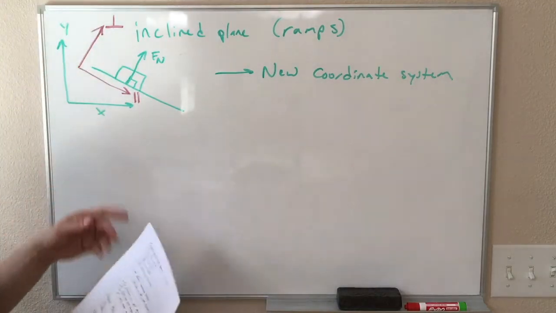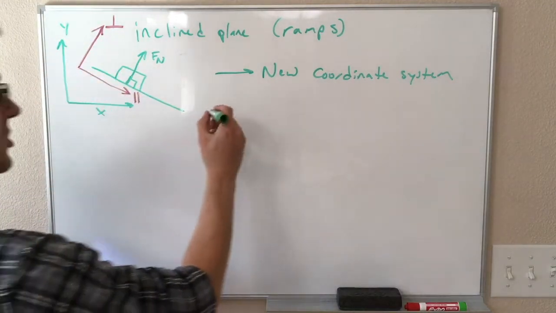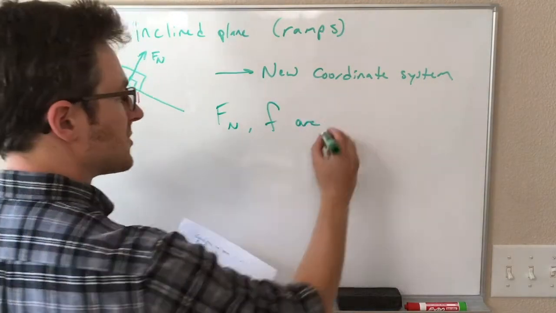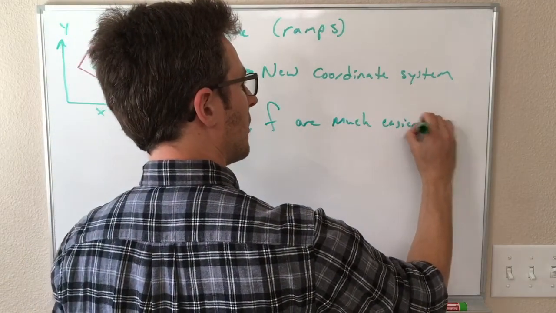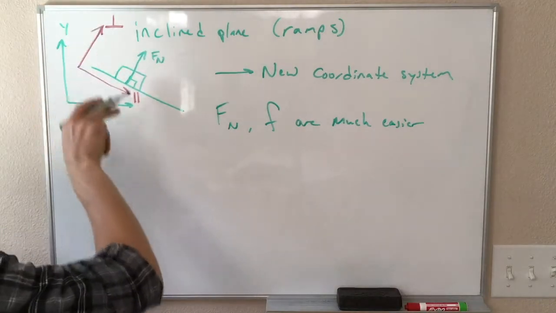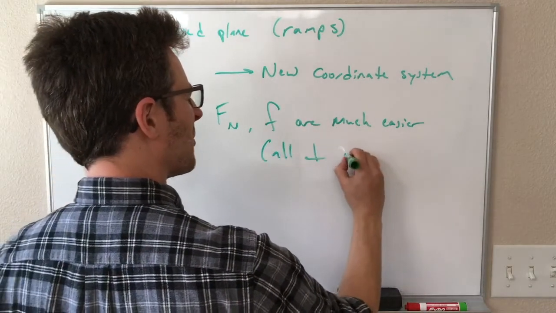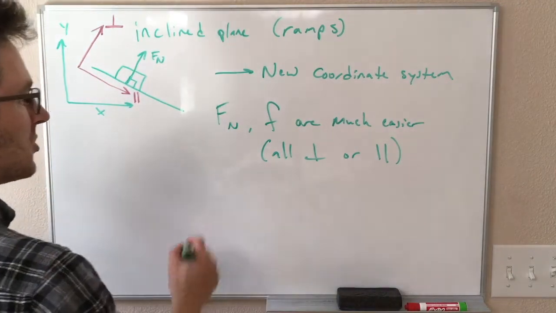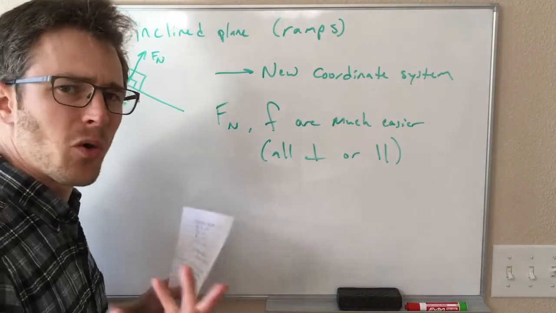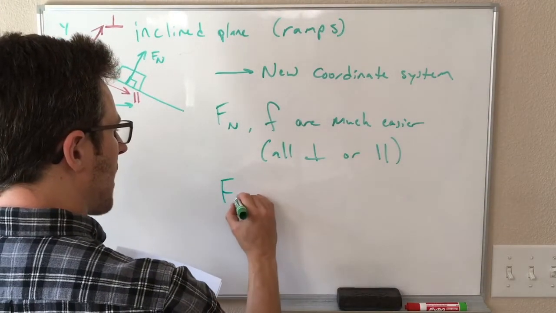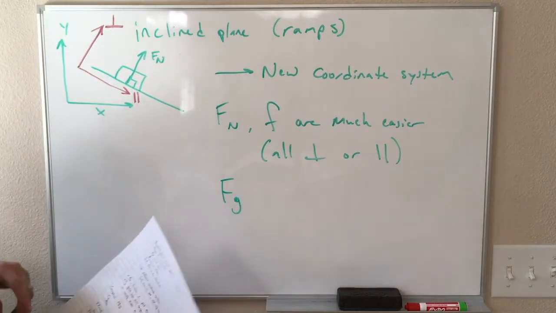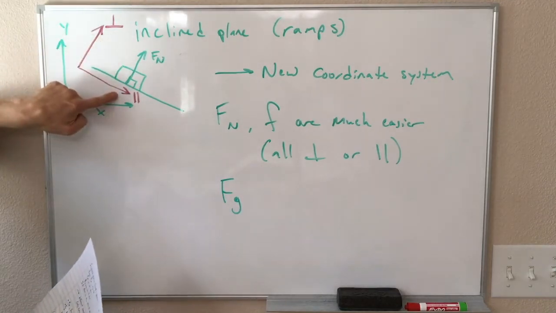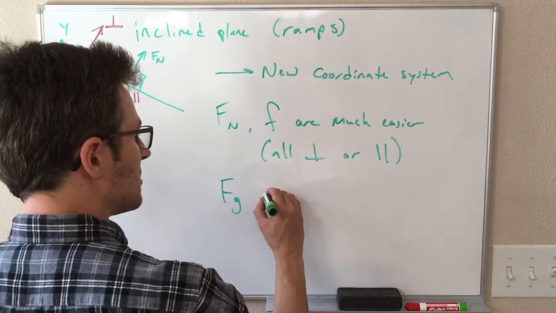Okay, so as a result of this new coordinate system, now normal force and friction are lined up with this really nicely. And as a result, they're much easier to deal with because they're purely in the perpendicular or parallel direction. All perpendicular or parallel, no other components to deal with. So this is a good thing. The one downside of this is that gravity now, which we mentioned but didn't go into, is pointing straight down, which is not in the purely perpendicular or purely parallel direction. So gravity gets split into two components.